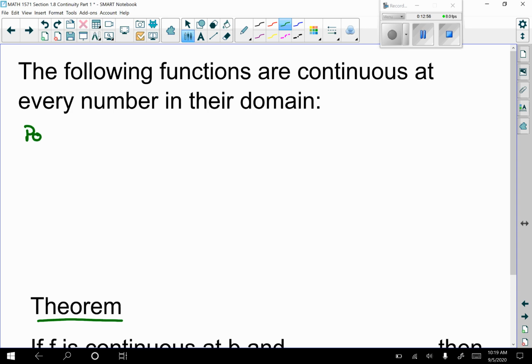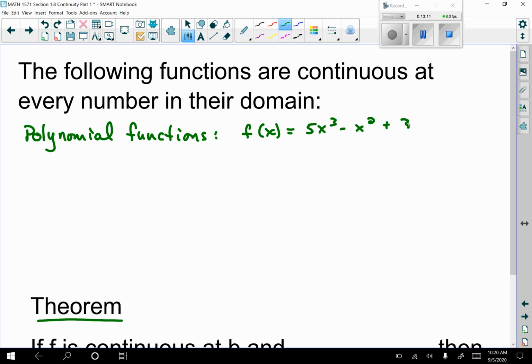If we have polynomial functions, for instance, if I have f of x is equal to 5x cubed minus x squared plus 3x minus 6. Again, this domain is all real numbers, therefore continuous on its domain, which we write out. Or if you state the domain, you could say continuous on its domain. So either way, we just need to identify what the domain is to be able to identify it.